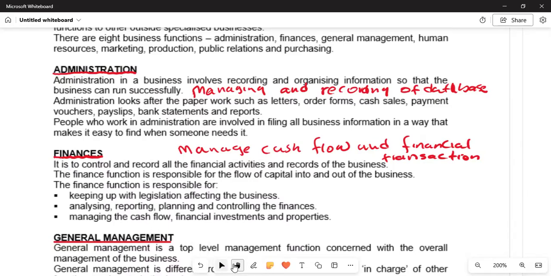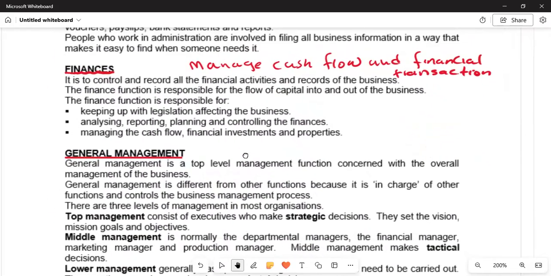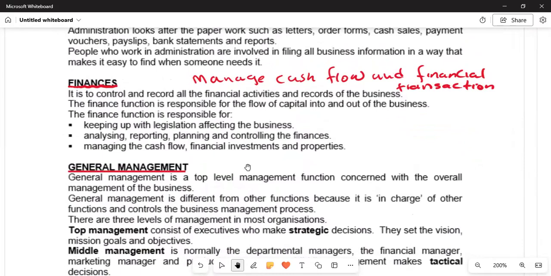Now we are moving on to another function, which is the general management function. This is where you set the business goals. When you are talking about the general management function, that is the setting of business goals.